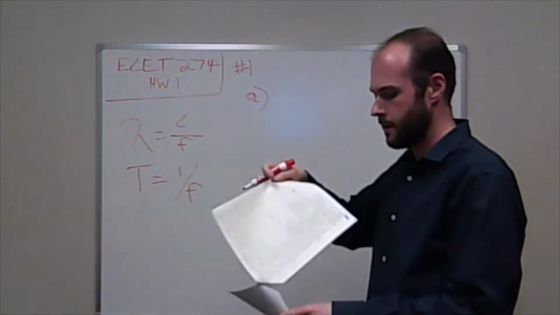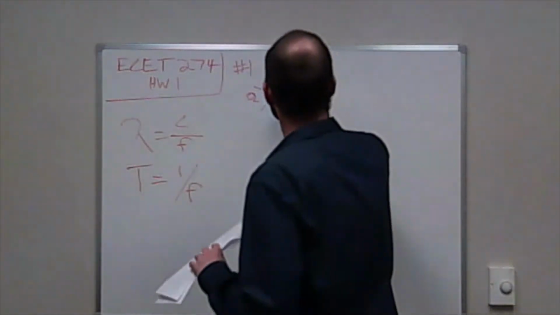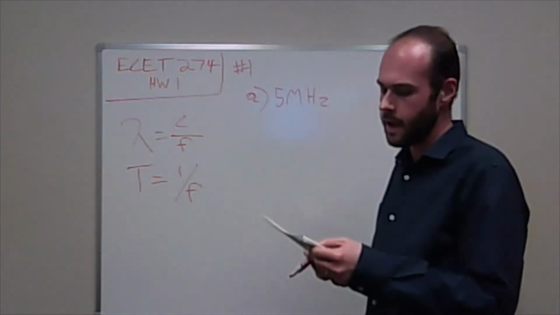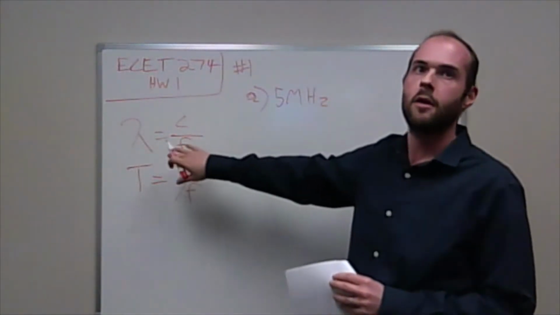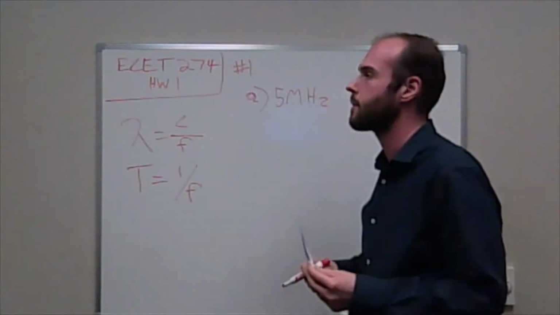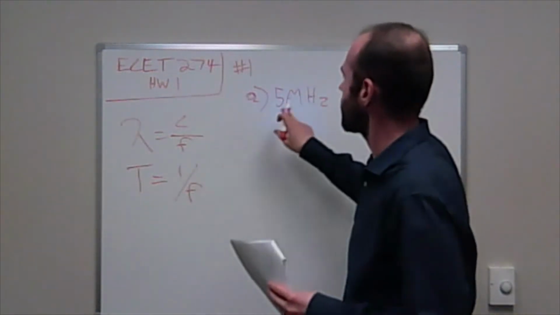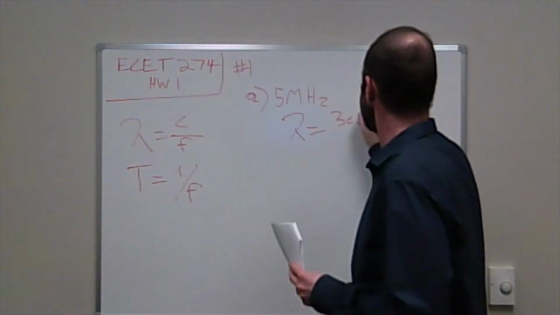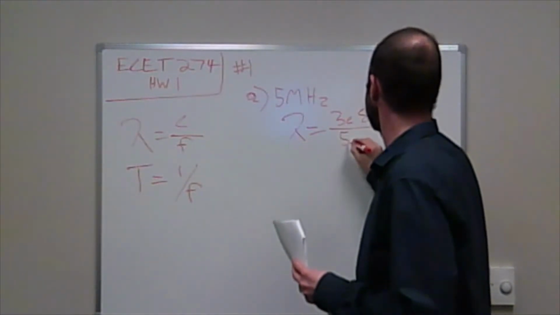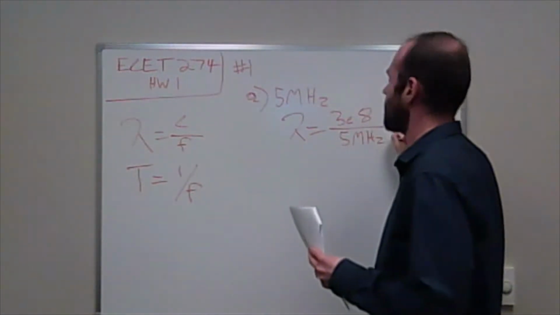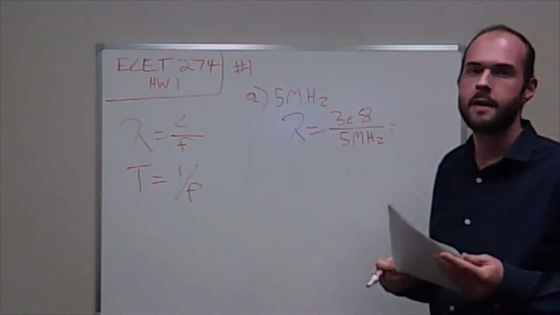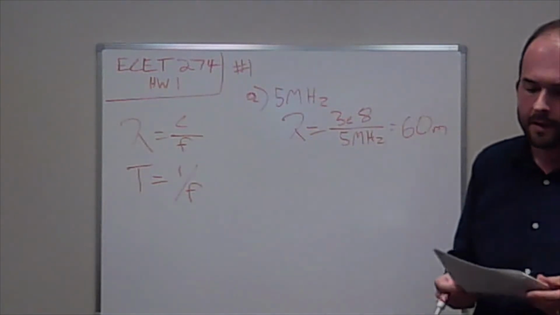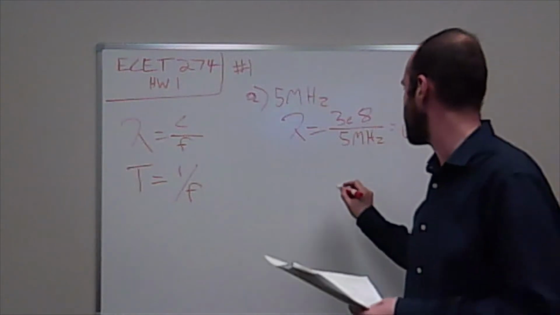We were given, for part A, a 5 megahertz signal. And we want to simply plug that into our equations in order to solve for the wavelength and the period. So let's plug that one in directly. The wavelength is just equal to the speed of light, 3 times 10 to the 8th, over 5 megahertz. And that is going to be equal to 60 meters for the wavelength.